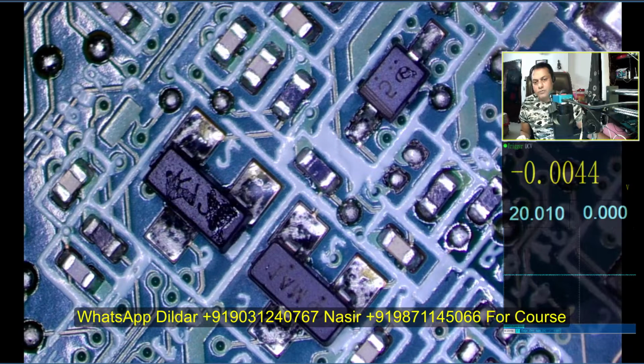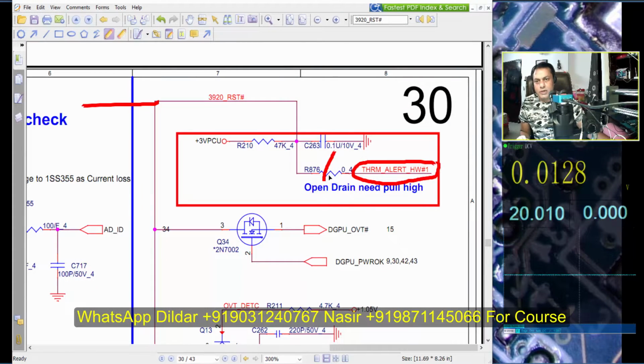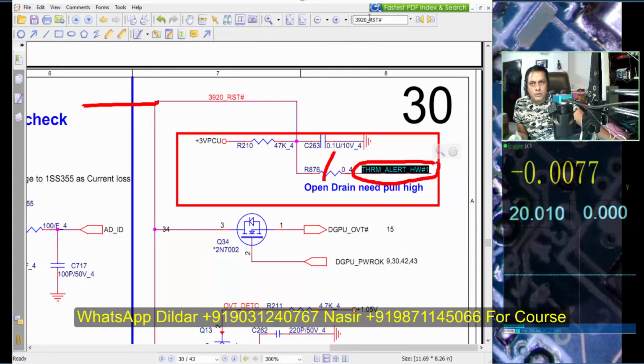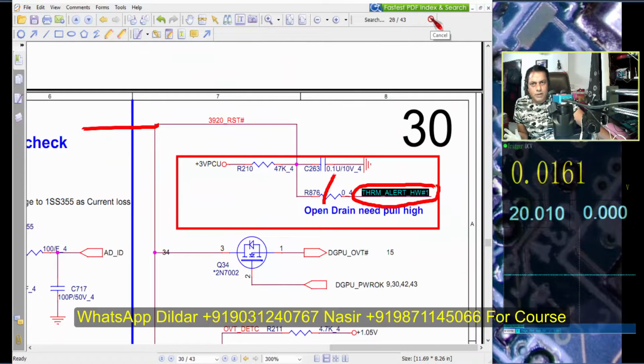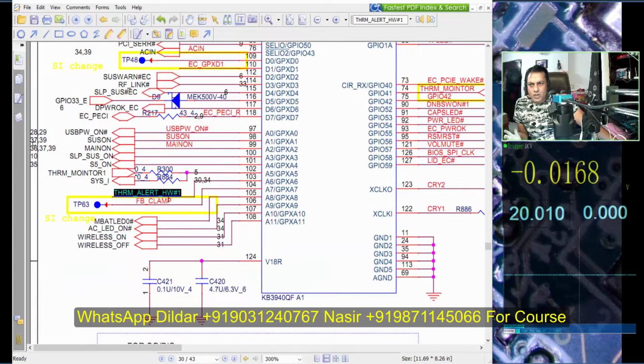I have just removed this resistor, and I cut out the thermal area from the EC reset area of the motherboard. Okay, now if I want to find out where exactly the problem is, I have to copy this area. Sometimes this could show you some error, like a thermal shutdown or random shutdown problem, or something like that. Thermal hardware, where it is going to.